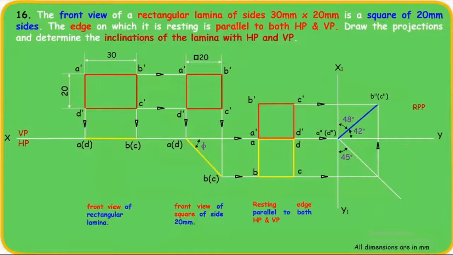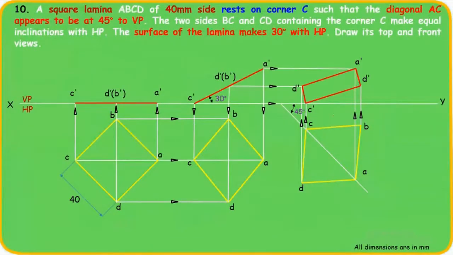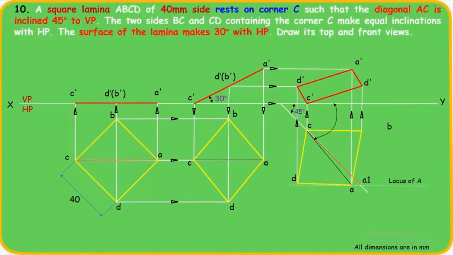Let's see what is the question. So this was the question which we did now, and this question now. Now you can see the question here. Almost everything is the same. A square lamina ABCD of 40 mm side rests on corner C such that the diagonal is inclined at. Instead of appears to be inclined, it is inclined at. Rest all things are completely the same. There is no change at all. So only with that change, you can see what the solution is here.